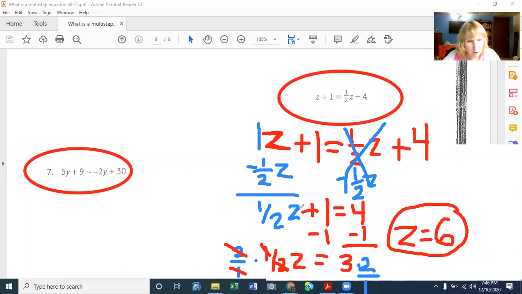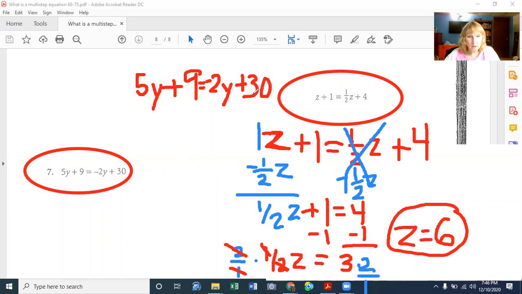And the last one, do I have enough room on the bottom? I think I do. So 5y plus 9 equals negative 2y plus 30. Actually, I'll start it up here. 5y plus 9 equals negative 2y plus 30.